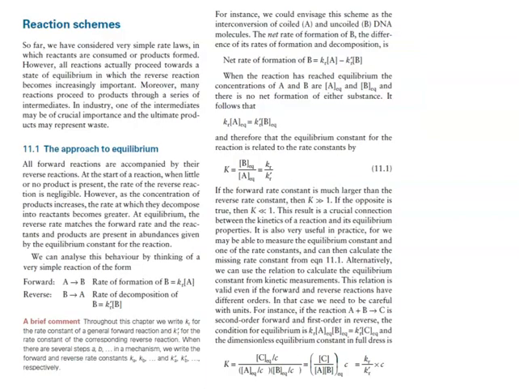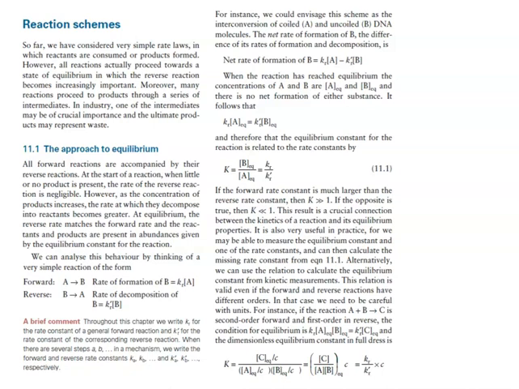So, starting with reaction schemes. So far, we've considered very simple rate laws in which reactants are consumed or products are formed. However, all reactions actually proceed towards a state of equilibrium in which the reverse reaction becomes increasingly important. However, many reactions proceed to products through a series of intermediates. In industry, one of the intermediates may be of crucial importance and the ultimate product may represent waste. So, starting this discussion on the approach to equilibrium.